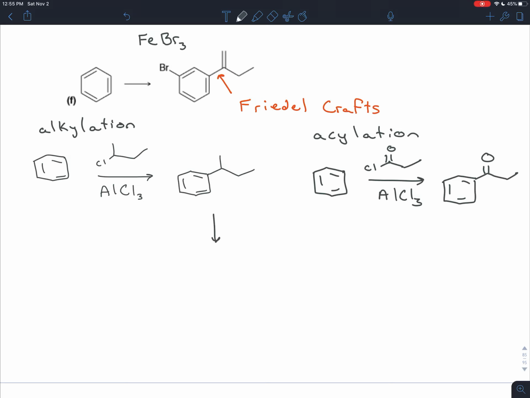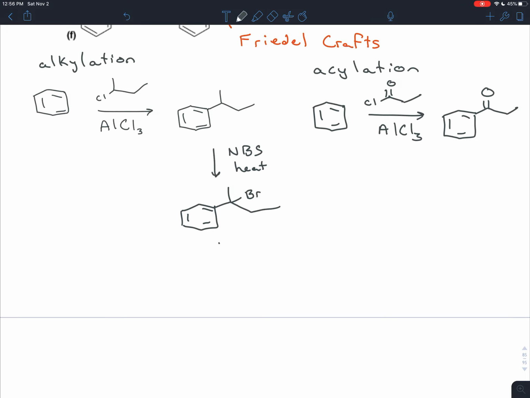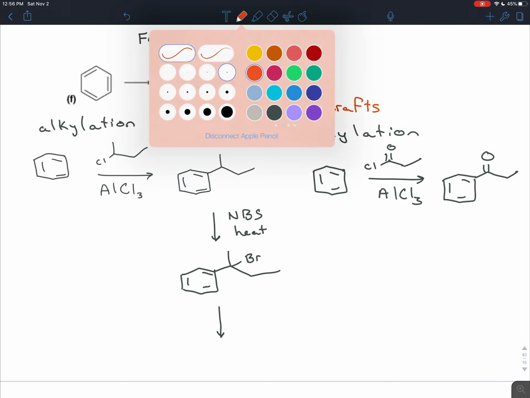So to get a leaving group, we can use NBS and light, or heat. Since it's the benzylic position, which is really reactive, you could use heat instead of light. Heat is, in this case, more gentle than the light would be. So because it's so reactive, you can have gentler reaction conditions. That'll put a bromine on the benzylic position. And then you can use a base. Now in this case, we want the double bond to be the less substituted double bond.